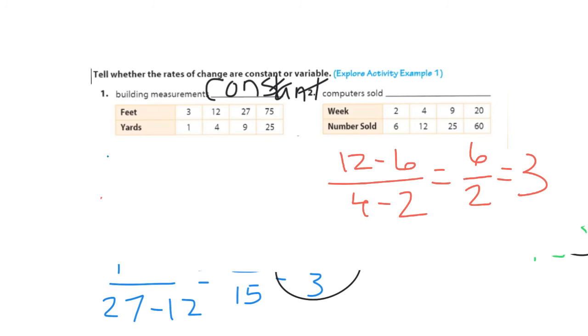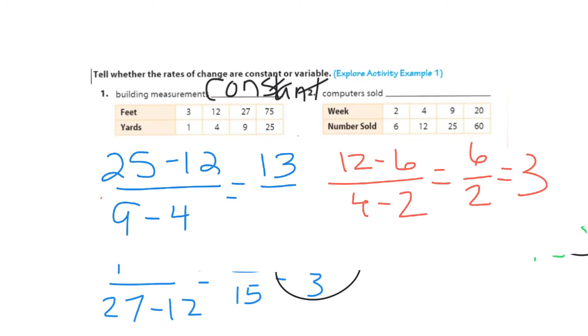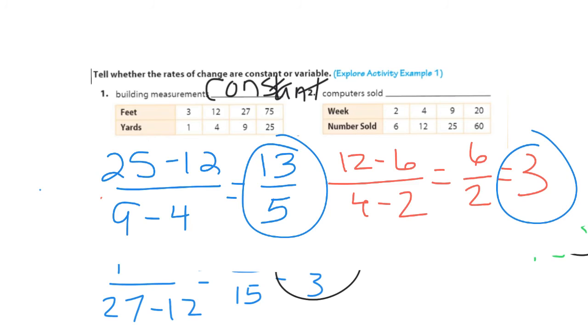Next, we're going to do 25 take away 12 and 9 take away 4. 25 take away 12 is 13. 9 take away 4 is 5. So these are not the same. So this is going to be variable. There's no reason to do the last one. The first 2 don't match up, you're done.